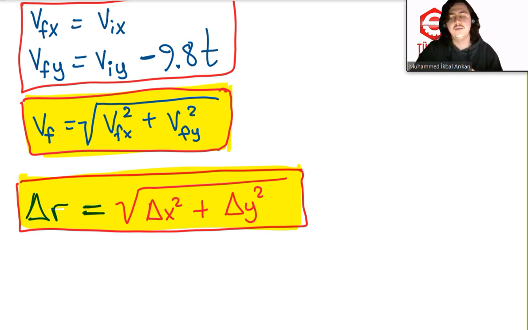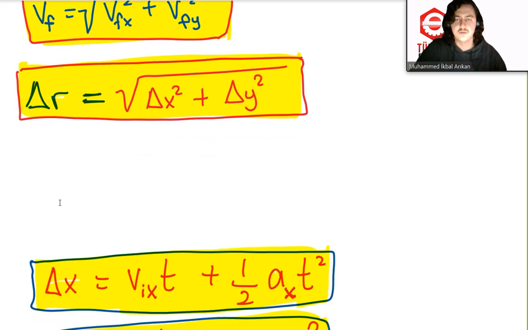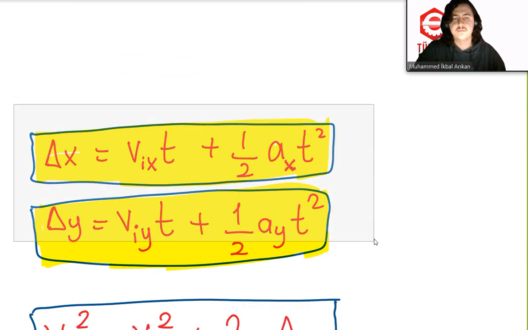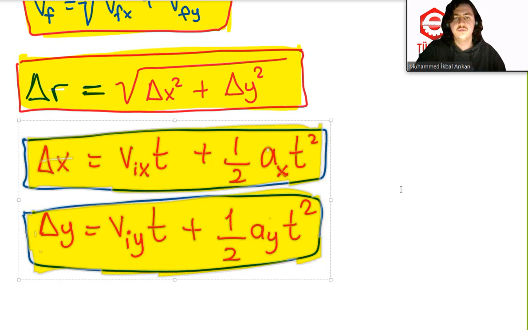So if I want to calculate this one, I will use this one. Actually, in our problems, I will not ask about delta r. Actually, for projectile motion questions, in general cases, there is no application for delta r. We are interested in delta x and delta y. So I'm putting this one, but we will not use it. Okay. Here, these will be our just valuable formulas.